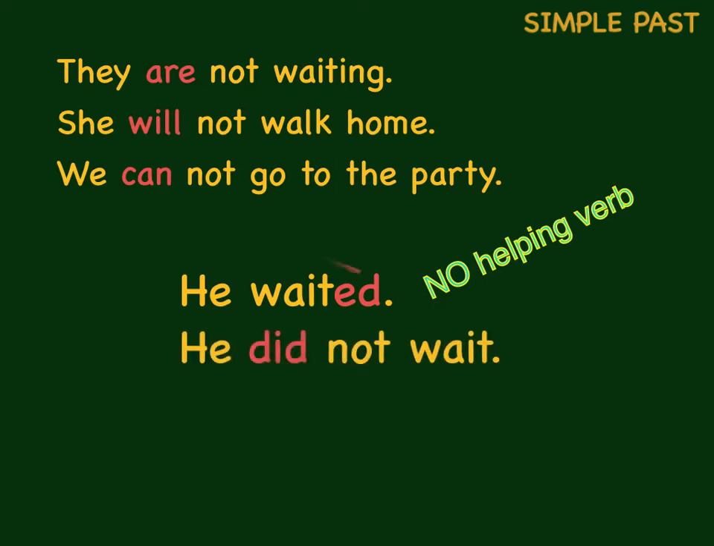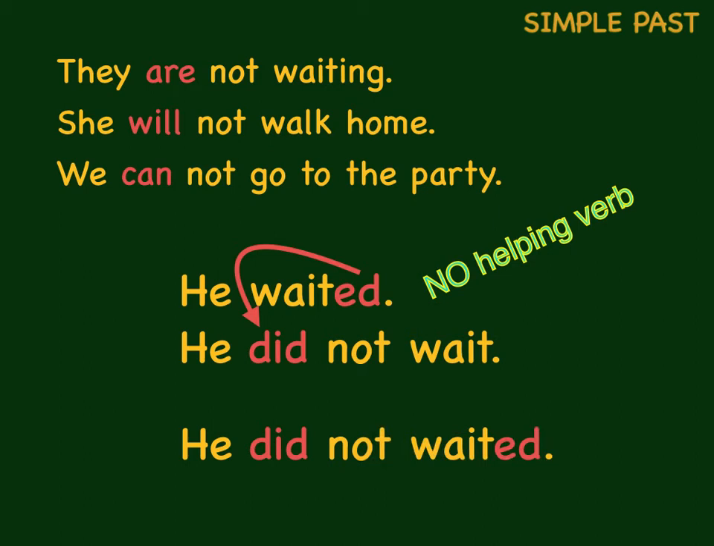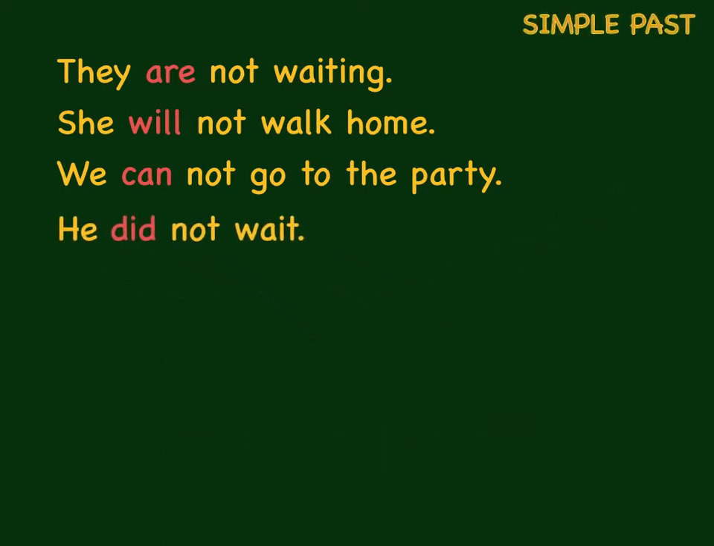And when we see the negative form, this ed has become did. You should note that the ed is no longer on the end of the verb. If we say he did not waited, that would be double past tense, and that's no good. Now the did helping verb has the same pattern as the ones we studied before.